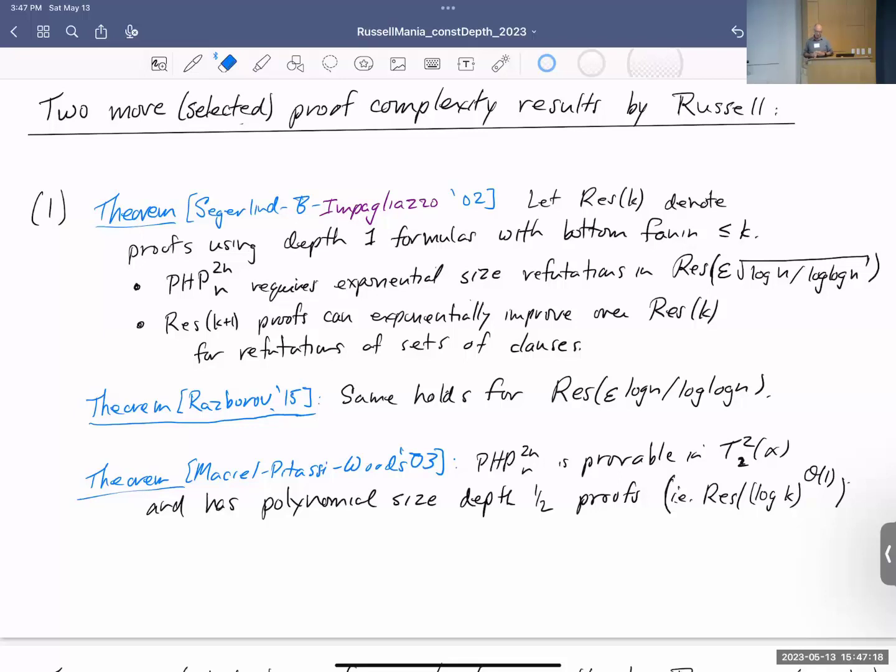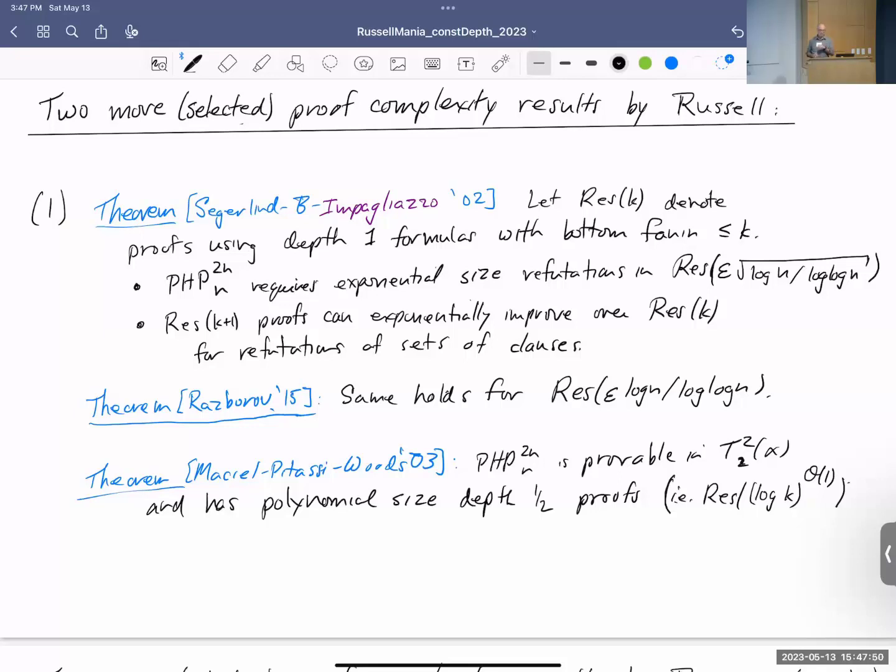And Res(k+1) proofs can exponentially improve over Res(k) proofs for refutations of sets of clauses, right? Sasha Razborov got rid of that square root there. And on the other hand, Tony Pitassi, Alexis Maciel and Alan Woods showed that the pigeonhole principle, again I'm stating their theorem in reverse order here, has proofs in T_2^2 and therefore has polynomial size depth 1/2 proofs, right?